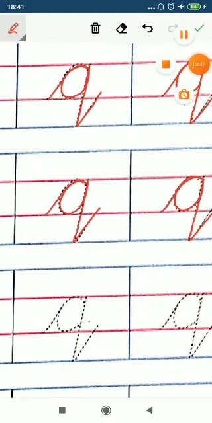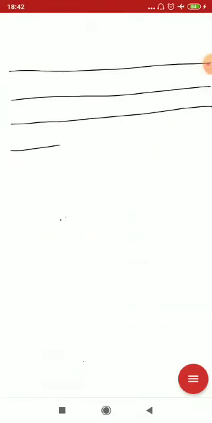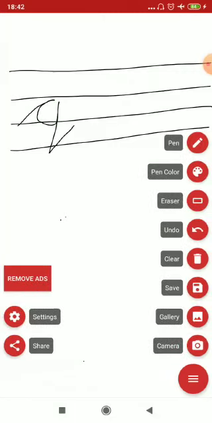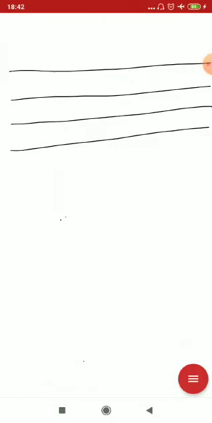Okay, now on whiteboard. Firstly, draw lines 1, 2, 3 and 4. Okay, now let's start. Put your pencil here. Slanting, cursive C, join and down, little bit mistake. Ye and ye, not correct.